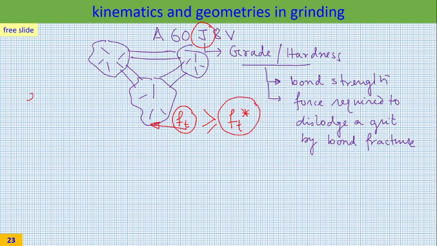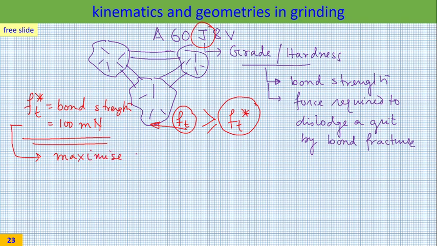Now say for example, in a particular case, this bond strength has been given as 100 millinewton, and you have been asked how to maximize its potential use. What do you mean by this? This is a political expression, maximize its potential use. What do I mean by this?